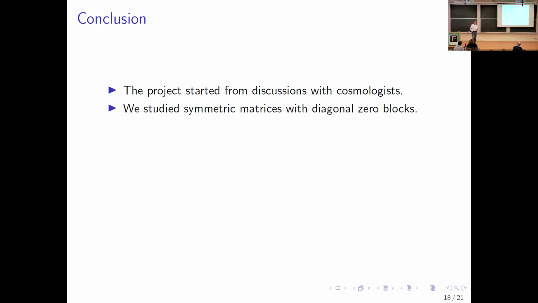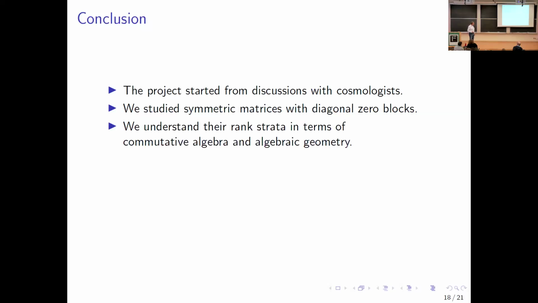And we said, let's actually study symmetric matrices with diagonal 0 blocks. So we looked at these Gram matrices. They had 2×2 blocks along the diagonal. I said, let's forget about everything else. Let's forget about the universe and the hot Big Bang and everything. Let's just look at symmetric matrices that have 2×2 blocks on the diagonal, and we start computing. Right? That's what we did. We do understand the rank strata now in terms of commutative algebra and algebraic geometry.